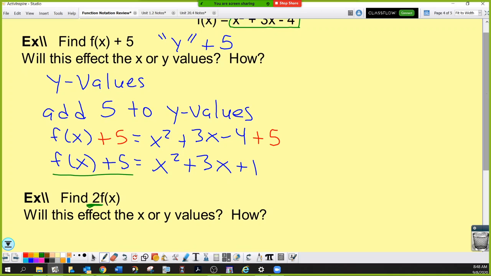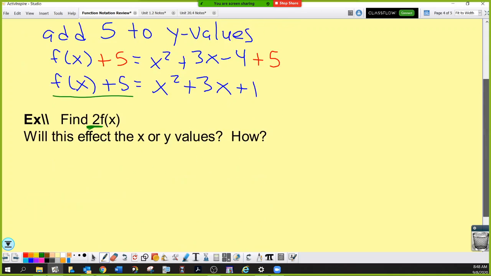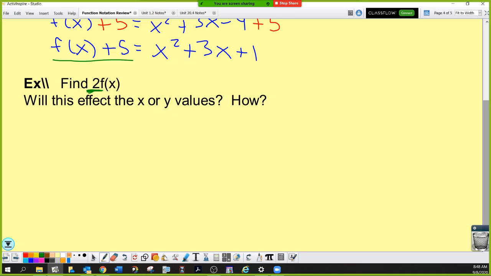In this example here, that outside change affected the y's. Well, guess what? That is always going to be the case. Anytime you change something on the outside, you're going to be affecting the y's. Because remember, f of x is just a fancy way of saying y, and anytime you put a number in front of something in mathematics, it's telling you to multiply. So this literally says 2 times those y values. So whatever those y values were, you're going to multiply them by 2.